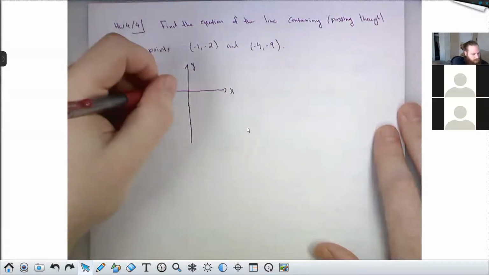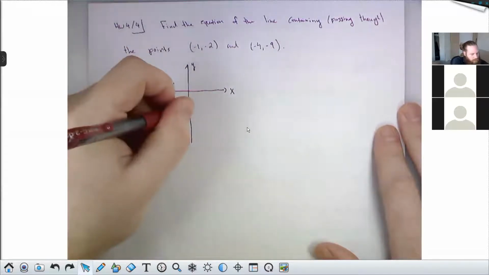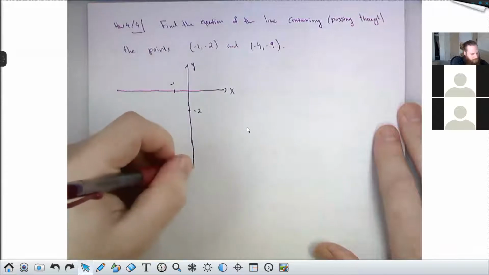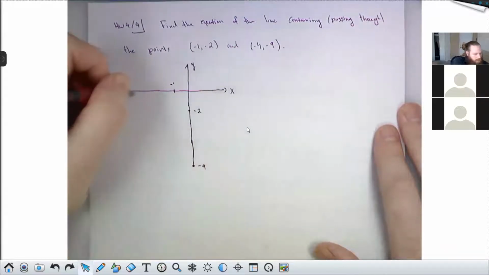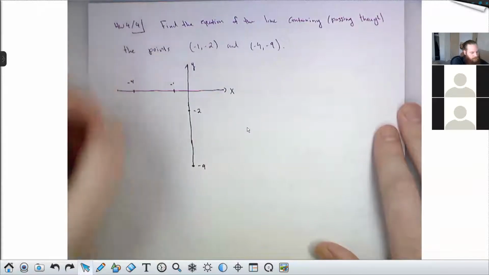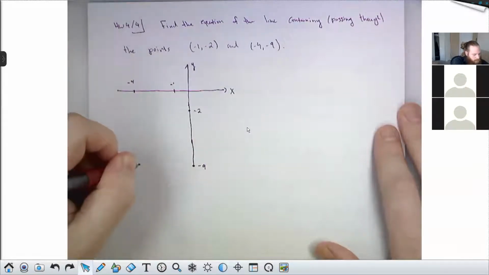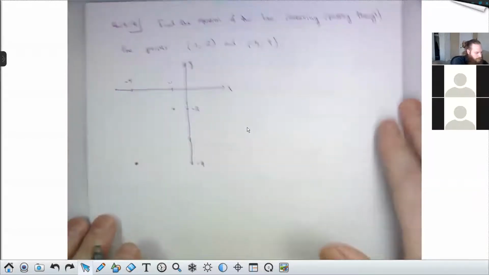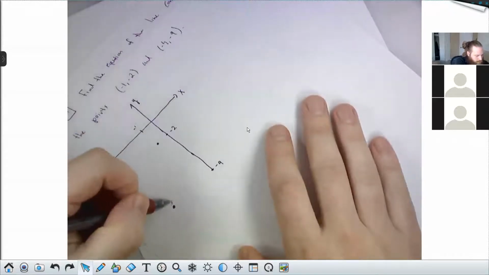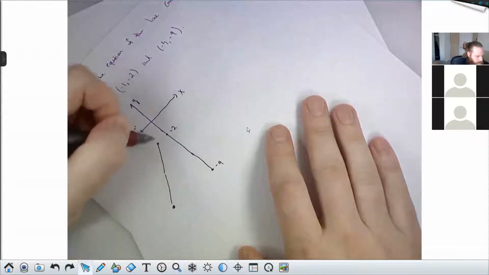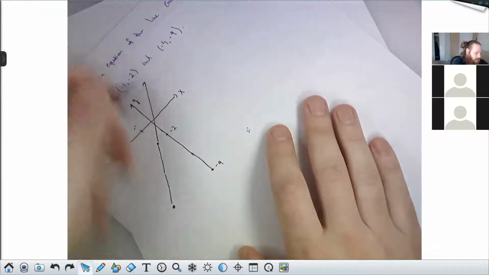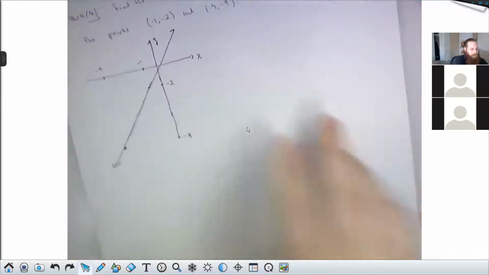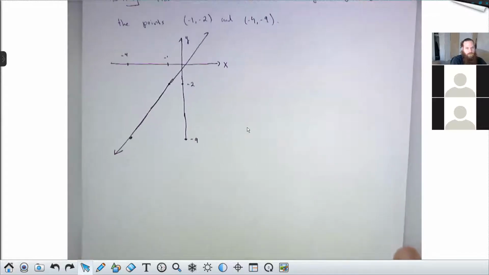Let me call this here -1. And call this -2. Give myself even more space. We'll exaggerate this a little bit. We'll call that -9, and we'll call this -4. So -4, -9 is way down here. -1, -2 is right here. And it's hard to say based on this picture exactly what is going to be my y-intercept. Right, but here's a rough picture of my line.